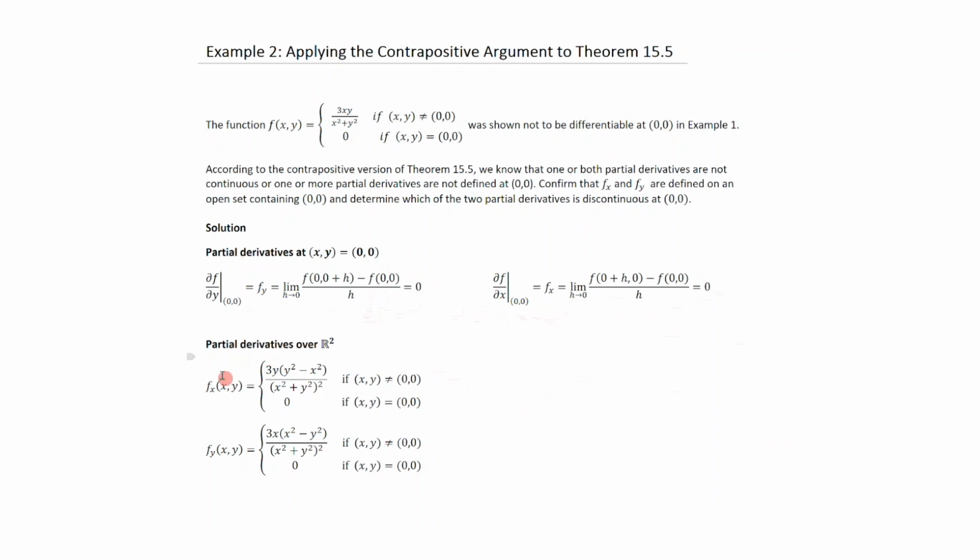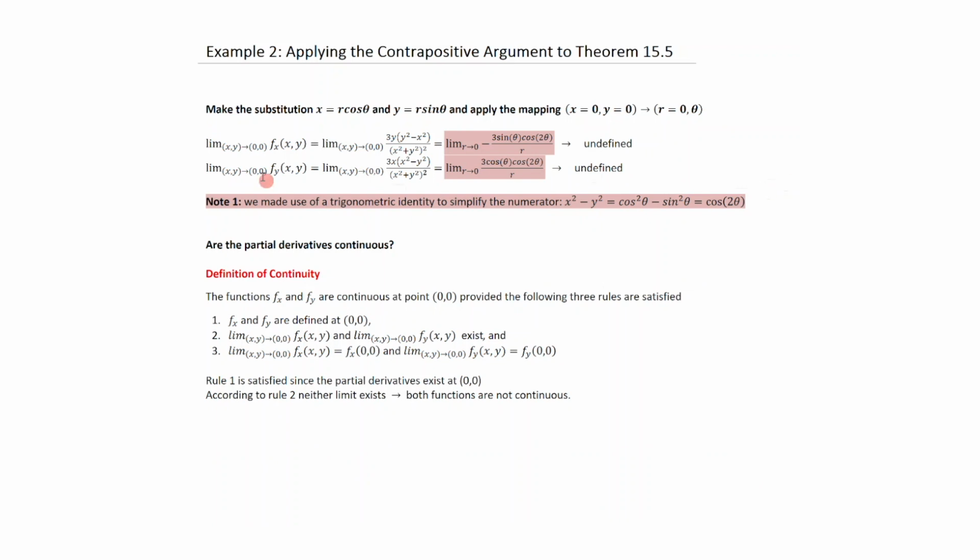Okay, so now what we want to do is look at the partial derivatives away from the origin. Outside of this point, this function is analytic, and so we can take the partial derivative of this with respect to x and with respect to y. Once we do that, we end up with this expression for fx and this expression for fy.